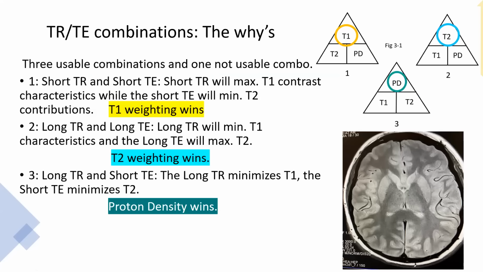Okay, one last thing. Let's put this all together. We'll bring in proton density: long TR, you minimize T1; short TE, minimize T2. And what happens is tissues that have a high proton density are bright, and tissues with a little bit lower proton density are darker. Okay, all good so far. All right, so we already went through this.